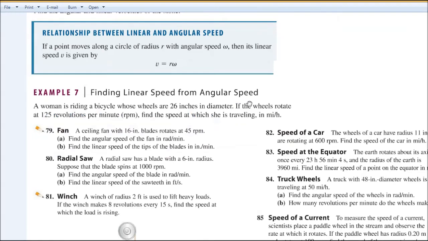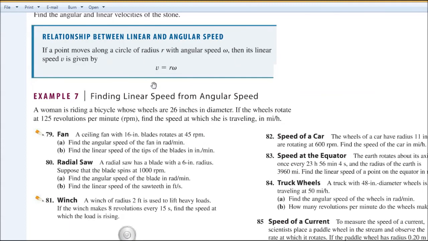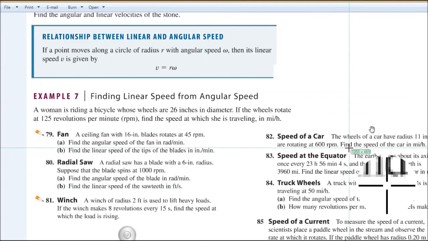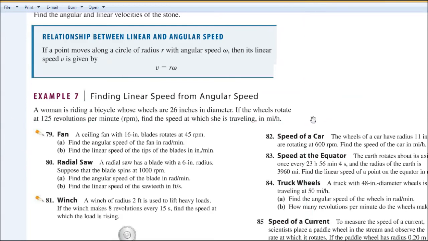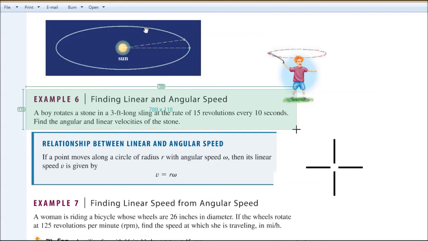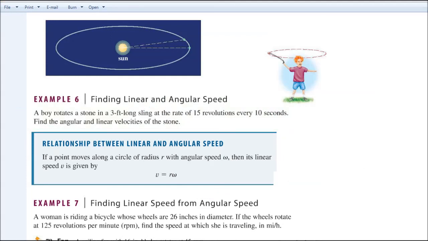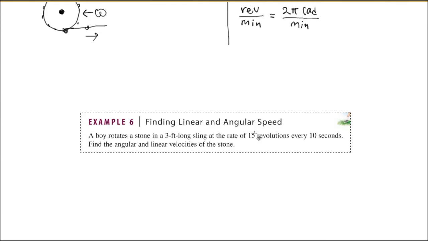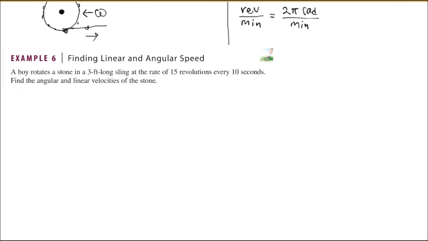So here are the things that we have discussed. V equals R omega. You know what that is, right? This is the relationship between angular and linear speed. So here's an example. All right, you saw that, so I'm not going to copy that. Hope you understood the situation.